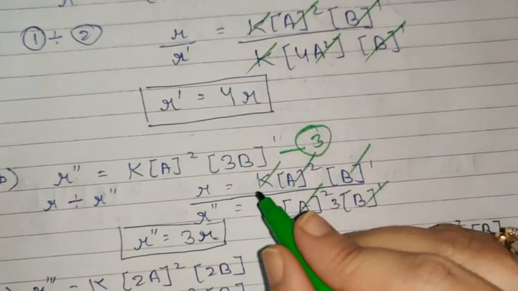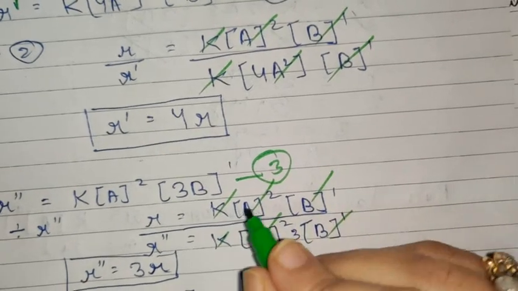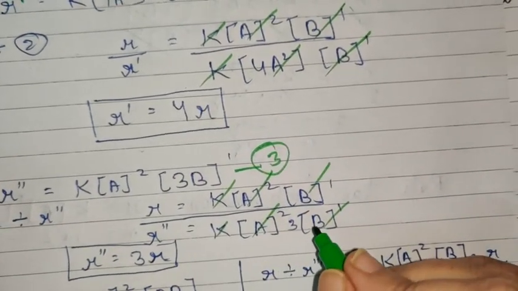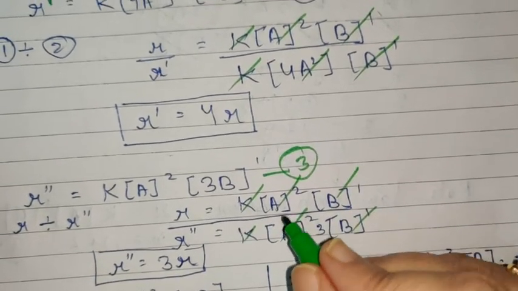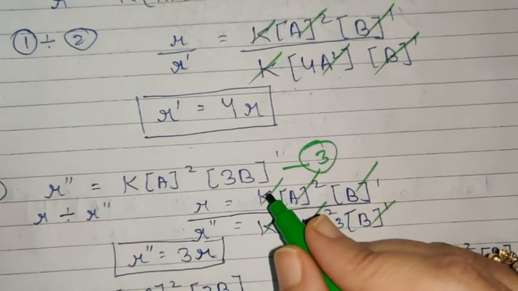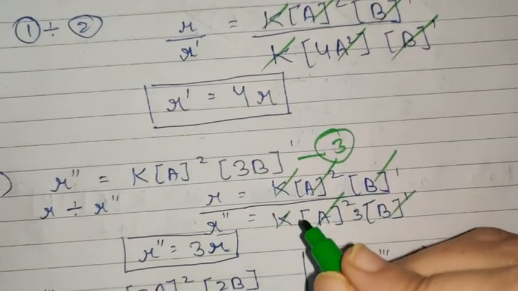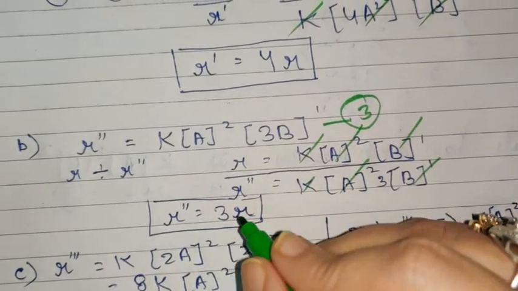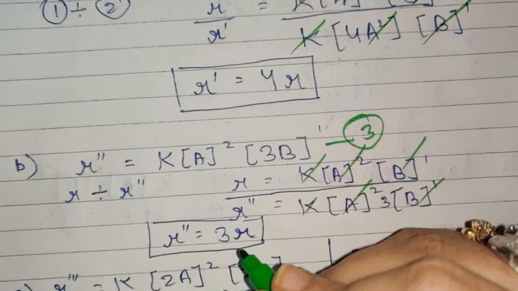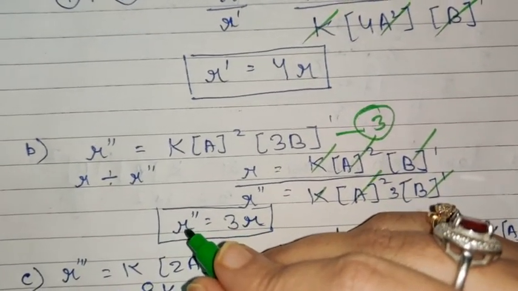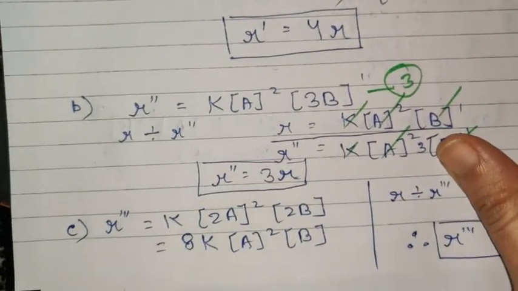You'll get an expression like this: R upon R double dash equals the same expression, but in this case it will be 3B. So B will get cancelled off, A square will get cancelled off, K will get cancelled off. Then you will have R upon R double dash equal to 1 upon 3. So finally the answer will be R double dash equals 3R. That means on tripling the concentration of B, the rate of reaction is also getting tripled. So this is the second part, the B part.